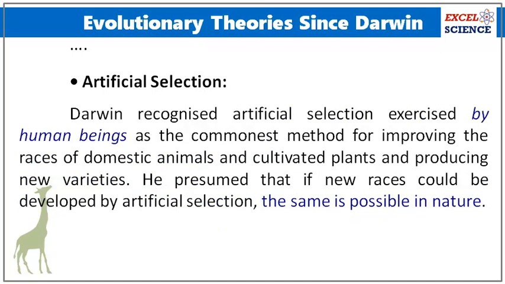Artificial selection. Darwin recognized artificial selection exercised by human beings as the commonest method for improving the races of domestic animals and cultivated plants and producing new varieties. He presumed that if new races could be developed by artificial selection, the same is possible in nature.